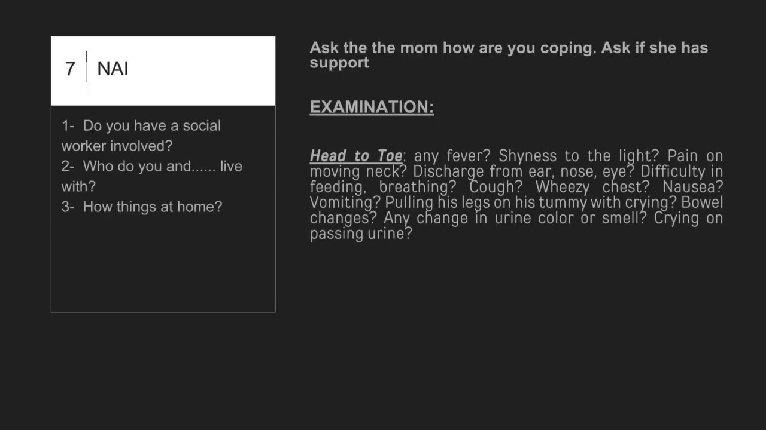Then, lastly, you need to ask about non accidental injuries, or you have to ask about any cases of deliberate hurt or harm to the child. So ask your questions like, do you have any social worker involved, or who do you live with, and who else lives with your child, and who does take care of your child when you're not around. Then once you're done with your history, that's all for history. That is all you need to ask.